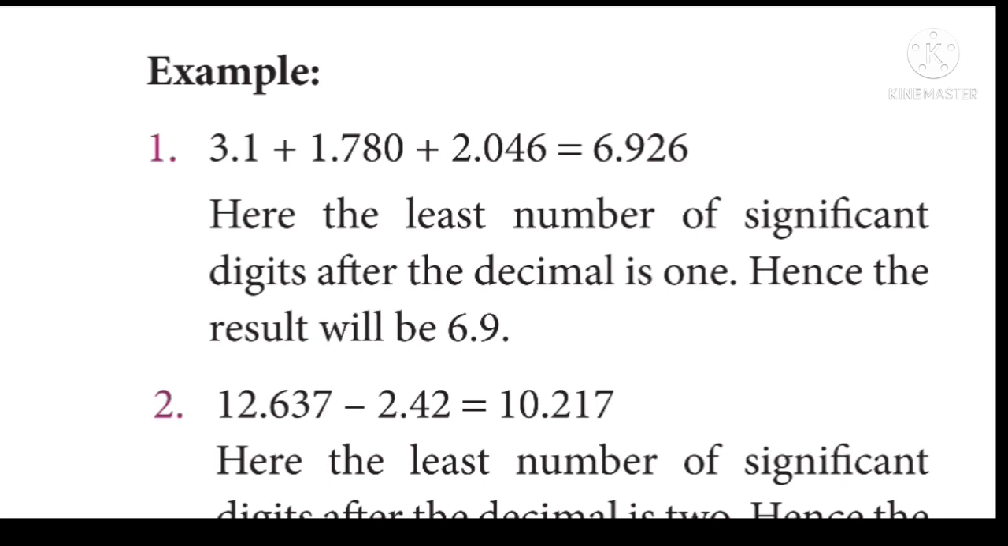How is the result rounded off? Let us discuss that. In order to round off the result, we have to check the given numbers. Which number has the least number of significant digits after the decimal point? Look at the numbers 3.1, 1.780, 2.046. In these numbers, 3.1 has the least number of digits after the decimal point, which is 1. Hence, the result must be rounded off according to that. So the result will become what? 6.9.